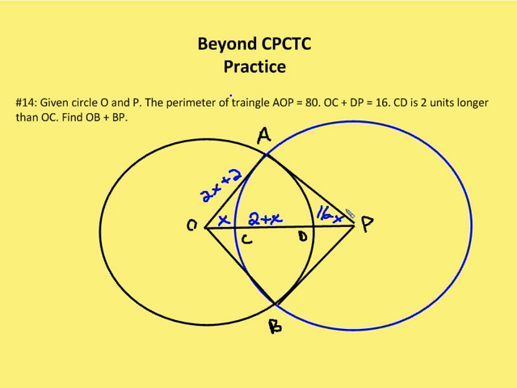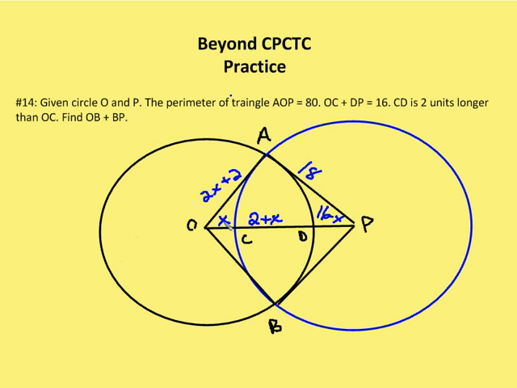And AP is also a radius of circle P. So I can say that CP is equal to AP, and CP is 2 plus x plus 16 minus x, which is just 18. So now I have everything that I need in order to figure out what the perimeter of triangle AOP is based on x, determine what x is, and then figure out what OB plus BP is.